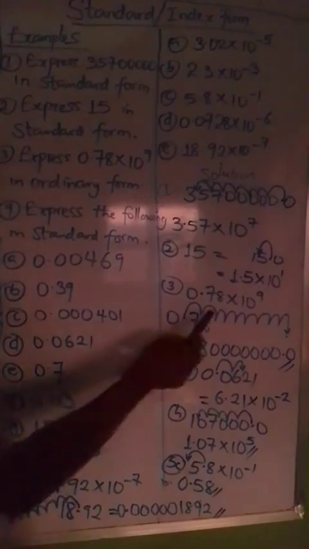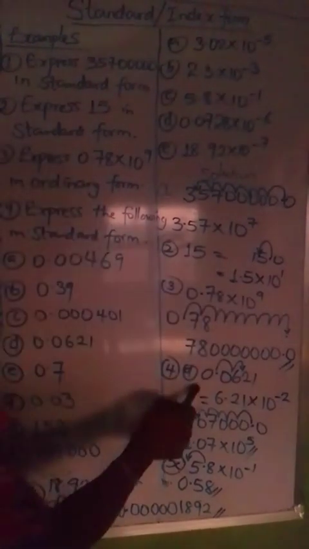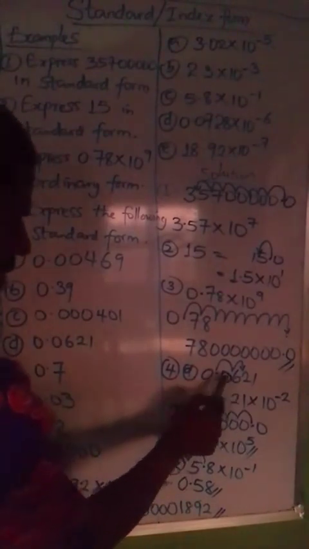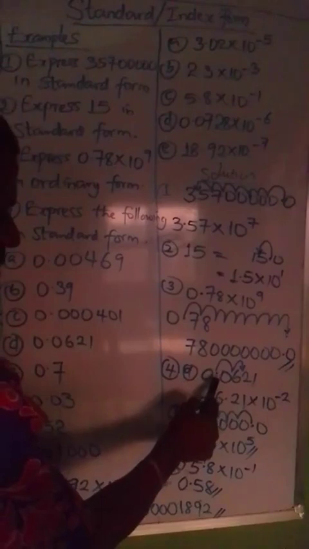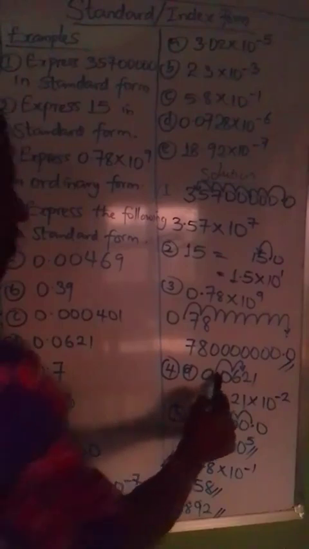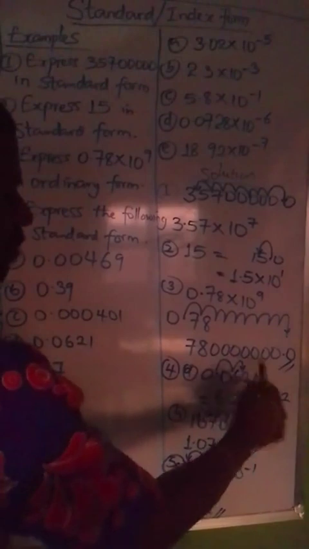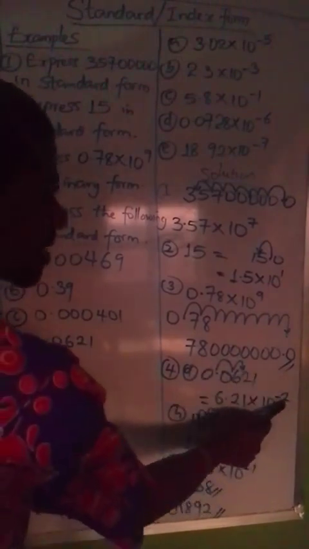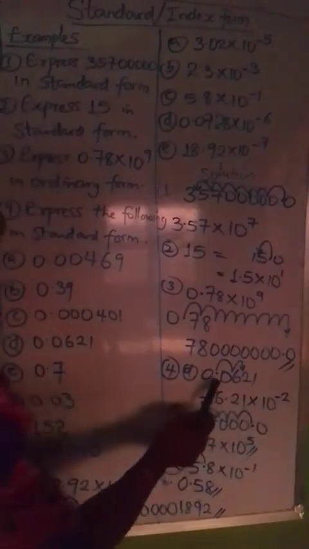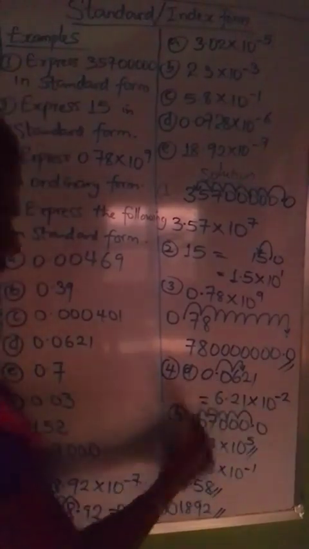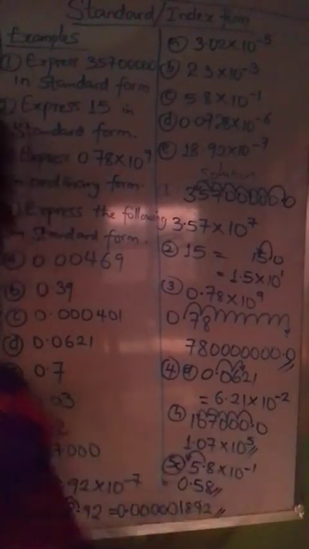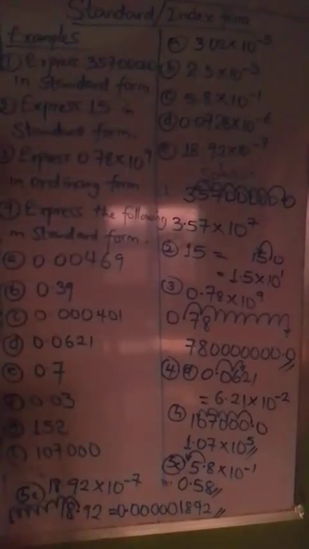Well, that is for index number. And when my question is in ordinary number, when it's moving to the negative side, to the decimal side, my index number will also be negative. But when it is moving towards the positive side, like this example, then my index number will be positive. So try to lay your hands on all the other examples. Thank you.